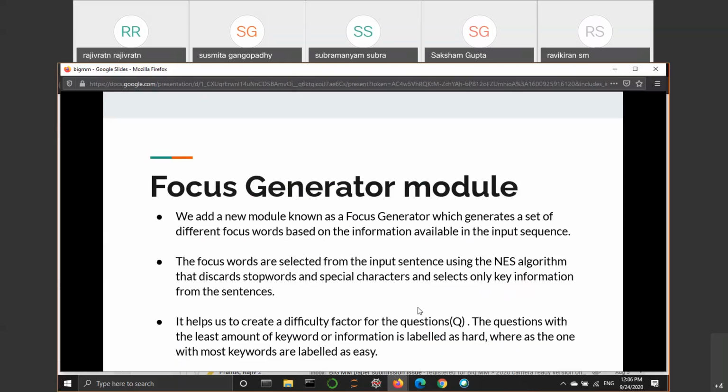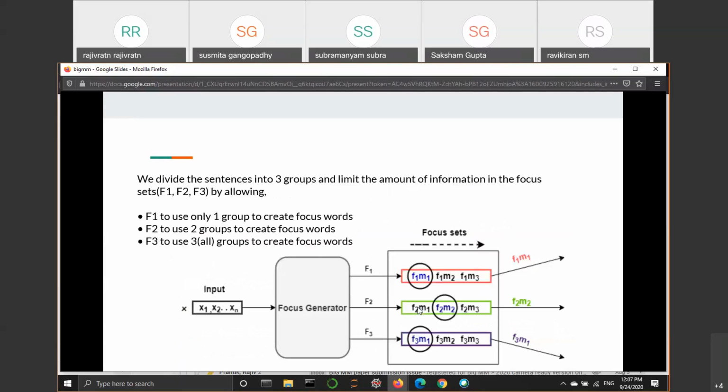The main scope of this is to create a difficulty factor for the questions. Say there are three questions focused on the same answer: the question with the least amount of information or keywords in it is labeled as hard, and the question which has more keywords or more information in it is labeled as easy. So the more information in the question, the easier it is to answer. Okay, you can move to the next slide.